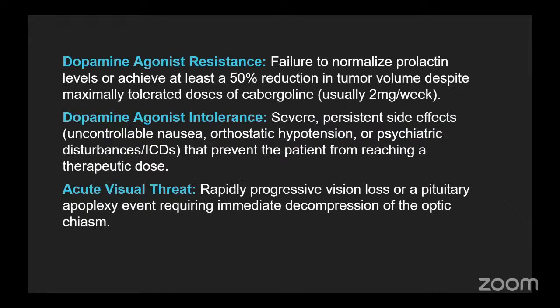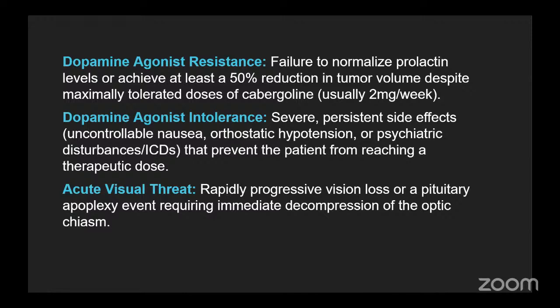Indications we have already discussed. If there is dopamine agonist resistance, you are giving them the maximum tolerable dose, which is 2 mg per week, right? And there is decreased response. The prolactin levels do not reduce, or the tumor volume does not reduce significantly. Then we label that case as dopamine agonist resistant. Then there is dopamine agonist intolerance, which I already discussed, that the patient cannot simply tolerate the medicine and they end up leaving it. Hence, we do not have any other option.